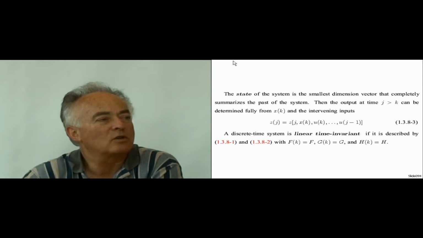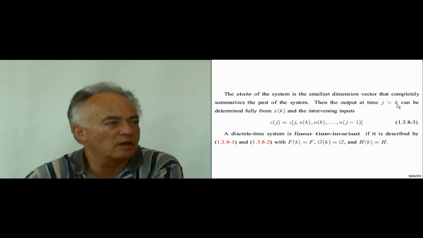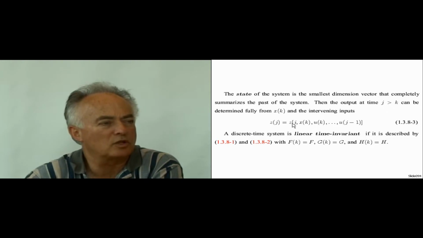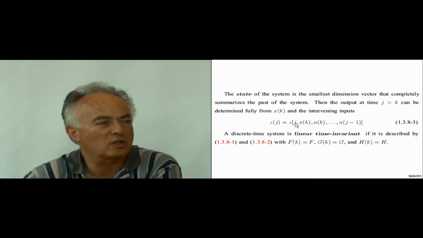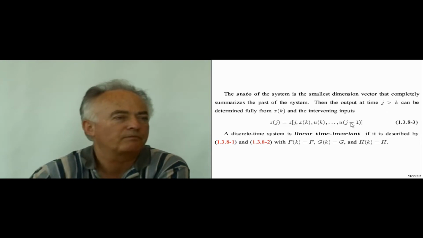Now, again, as in continuous time, we define the state of the system as the smallest dimension vector that completely summarizes the past of the system. In this case, the output at any time j greater than k, where k is the present time and j is the future time, can be determined fully from x_k and the intervening inputs. That's a sequence now. So z at time j will be a function of the time j, the x at time k, and the intervening input sequence, that is from u_k up to and including u_{j-1}.